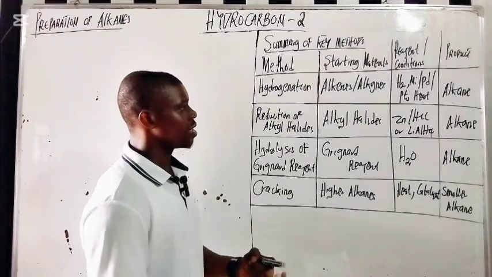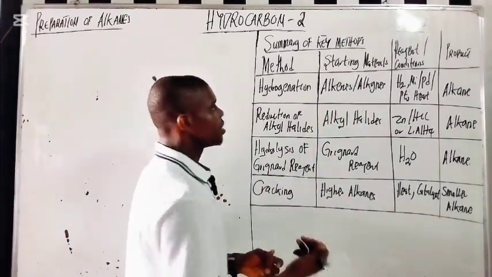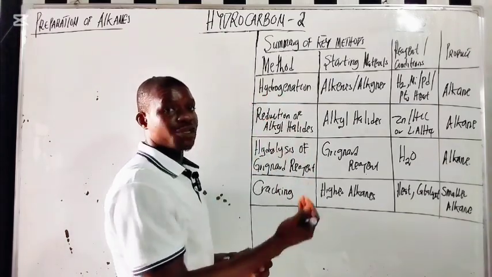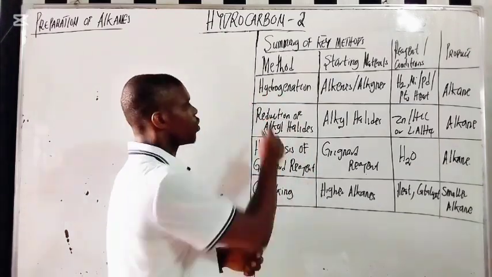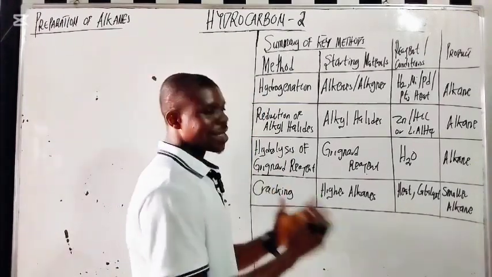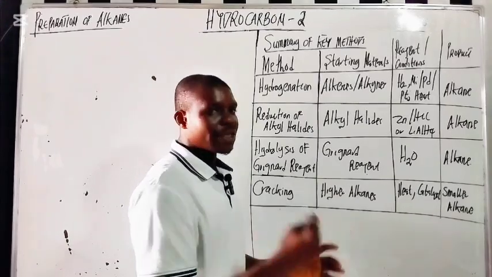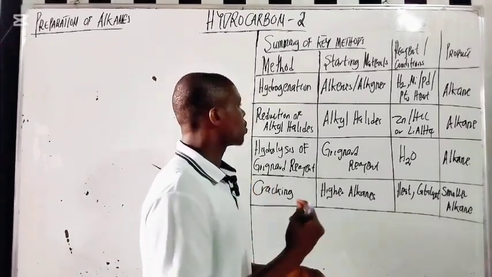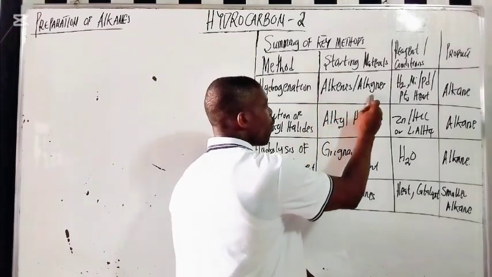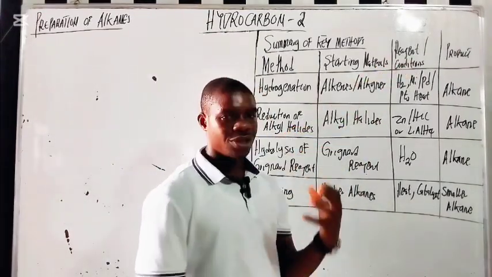Now the starting materials are alkenes or alkynes. The name of one of the reactions used to produce alkanes is called hydrogenation, which I'm going to explain to you in a few seconds. The starting material means what are you starting with. The starting materials to produce an alkane as a product under hydrogenation are alkenes or alkynes. Now here we have reagent and condition.